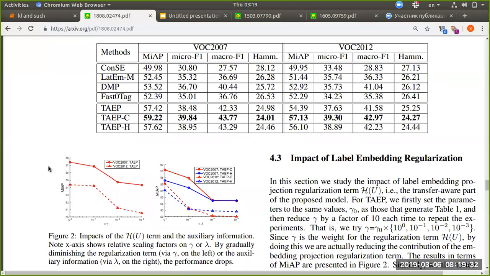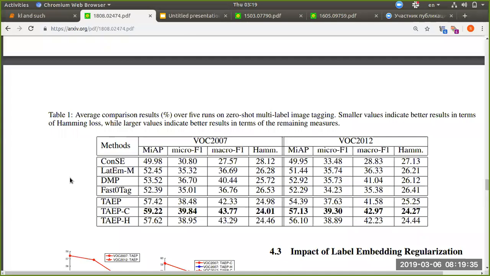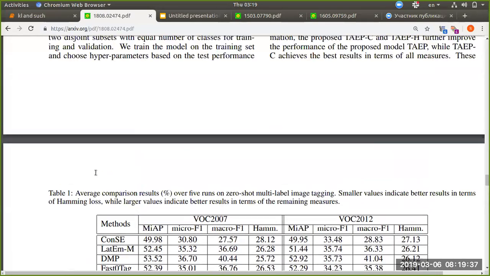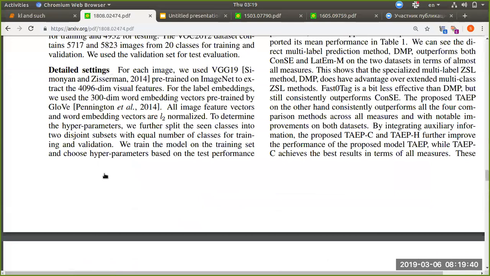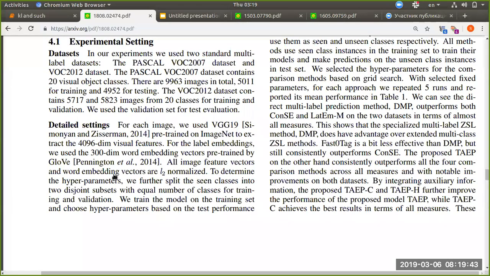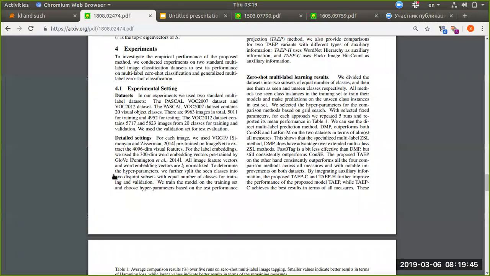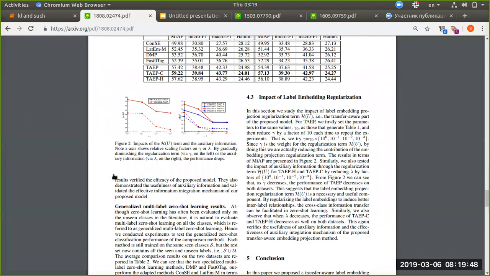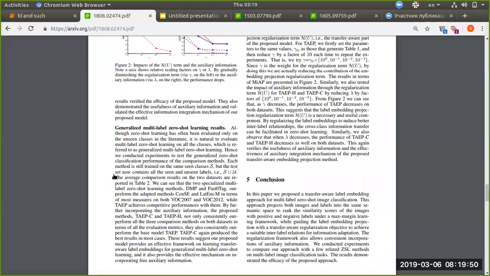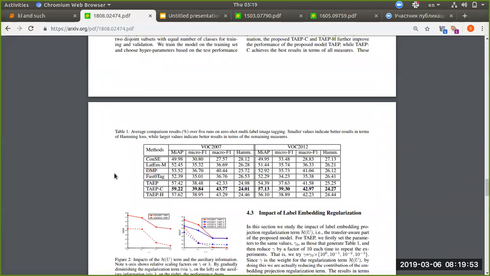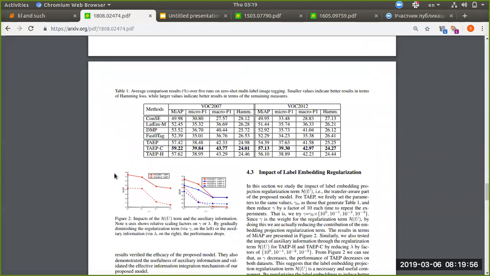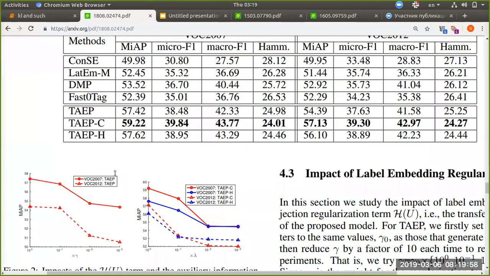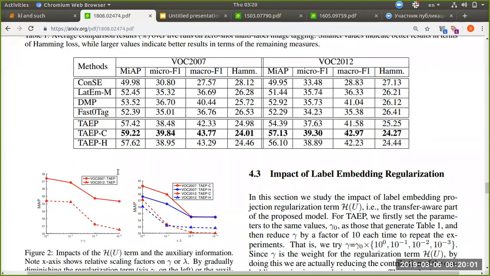Here are some results with some metrics that I also didn't get to explore. MIAP is, well, I'm sorry guys, if you're really interested, you should just look at this yourselves. I'm also not sure what the micro-F1 or macro-F1 or Hamming score is. Hamming loss.